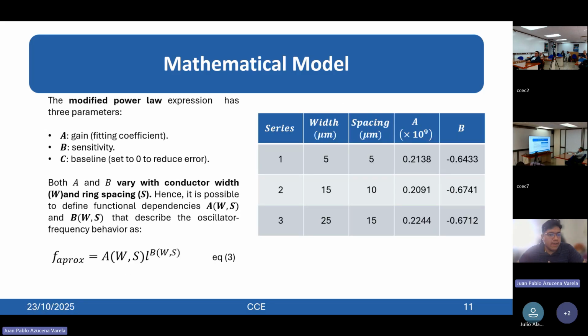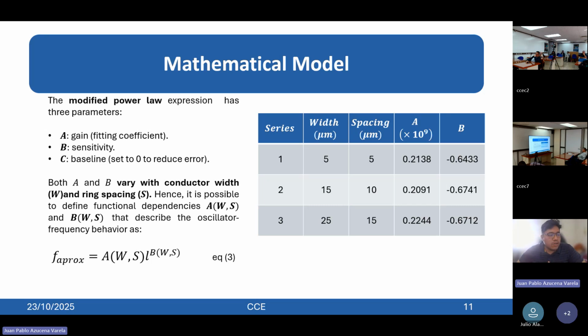In this slide, we refine the model by expressing it as a modified power law that includes three new parameters, A, B, and C. The parameters A and B depend directly on the physical dimensions. By defining A and B, we can generalize the model to predict the oscillation frequency for any RTWO geometry. The table on the right summarizes three experimental series showing how both parameters vary with the structure's dimensions, supporting the dependence assumed in equation number 3.